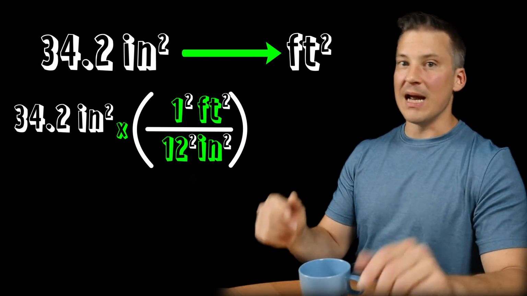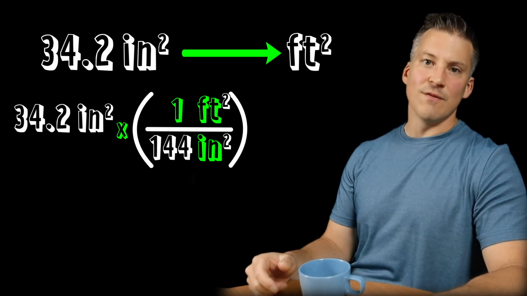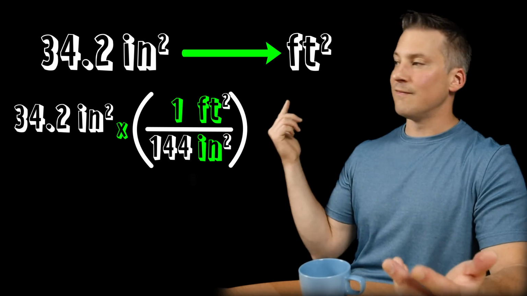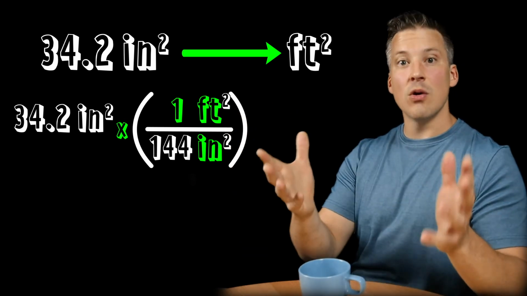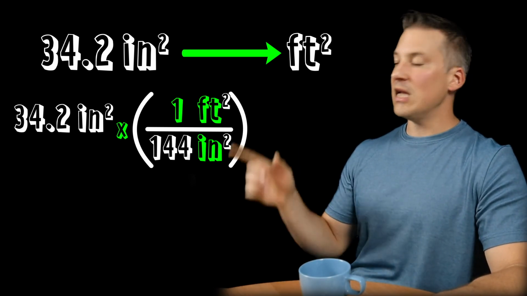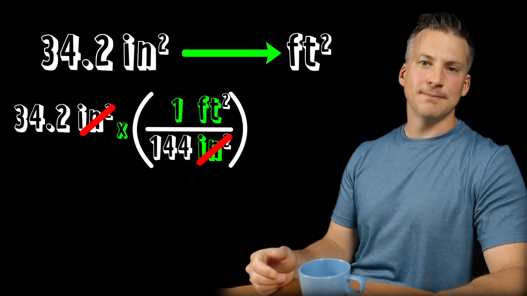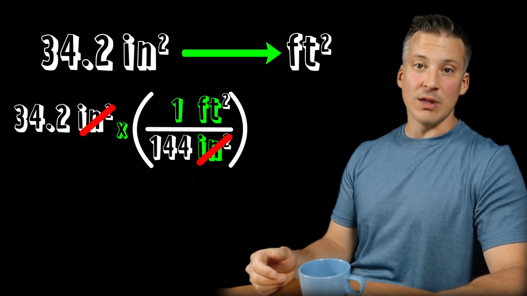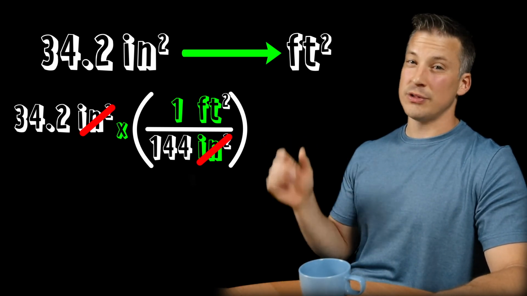So now if we do a little math, right? 1 squared is obviously 1, and then 12 squared is 144. And foot squared or feet squared is just feet squared, and inches squared is just inches squared. Now notice, now we have the units properly set up to cancel. The inches squared will now cancel with the inches squared. So they go bye-bye. And now what are we left with? Well, now we're left with simply feet squared. Those are the units that are left.